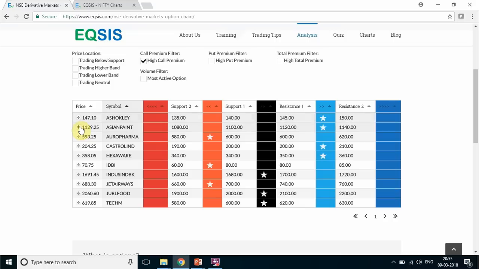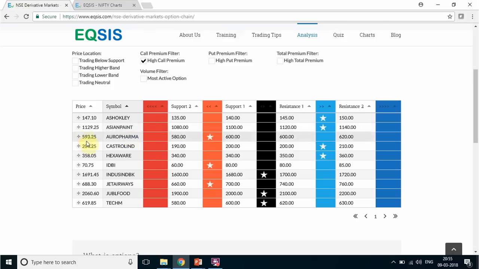But if you look at the next particular thing, which is Asian Paints, the price is now 1129. Yeah, it is also a kind of approachable distance. Okay. But look at this particular thing, Aarti Pharma.